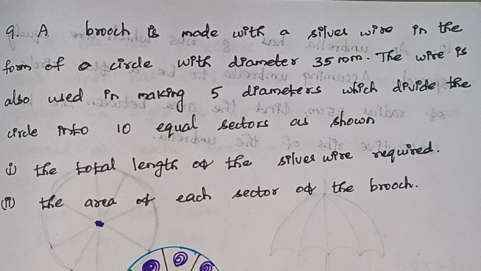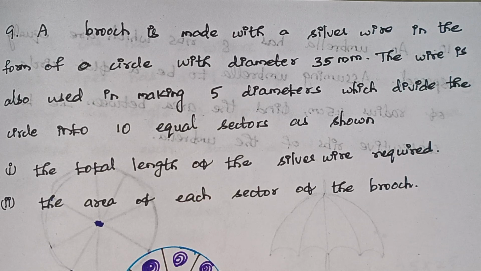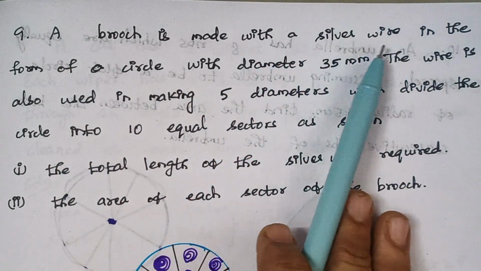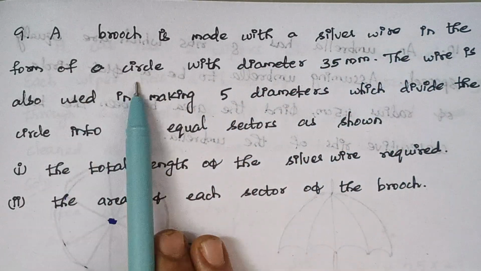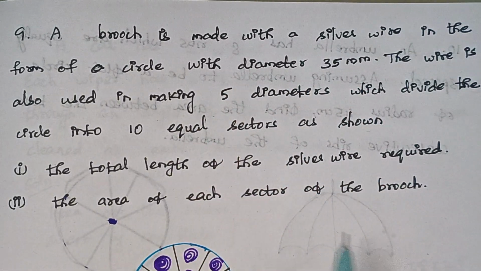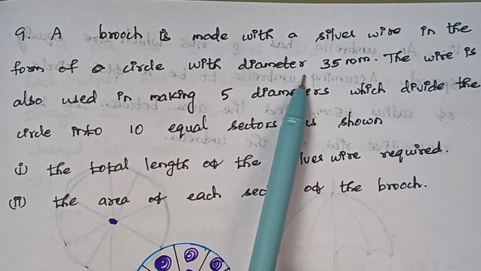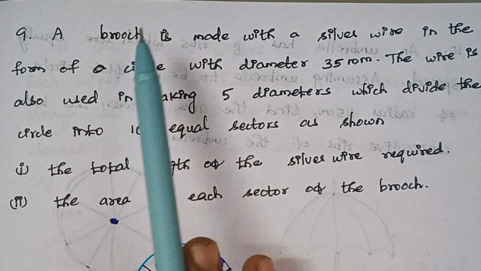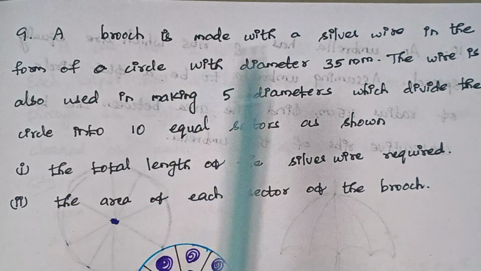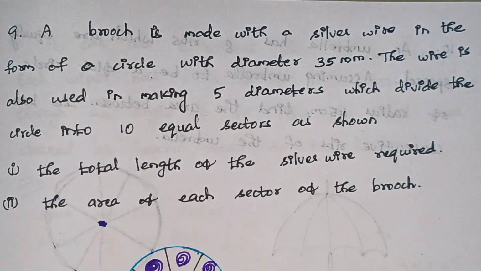Today we are going to solve problems in exercise 12.2. We start with problem 9. The problem is: a brooch is made with a silver wire in the form of a circle with diameter 35 mm. So here we have a brooch or a plate in the form of a circle whose diameter is 35 millimeters.